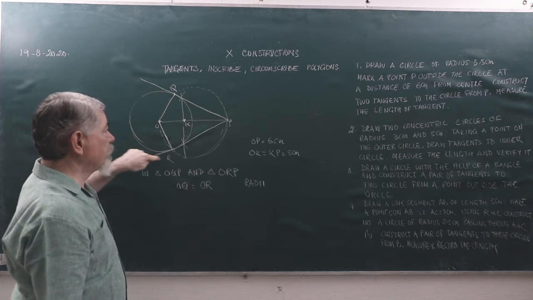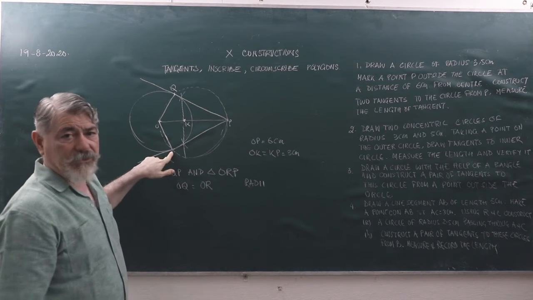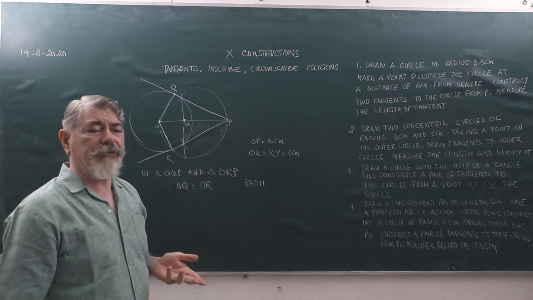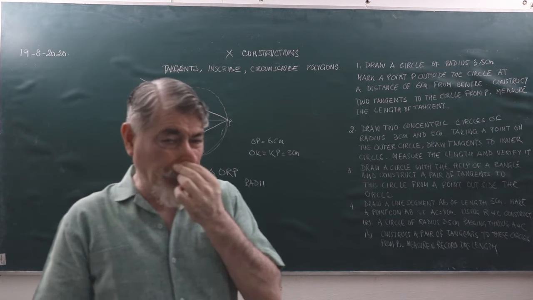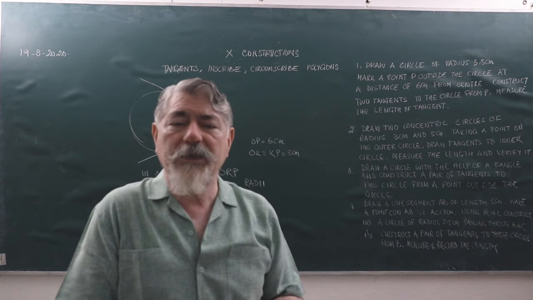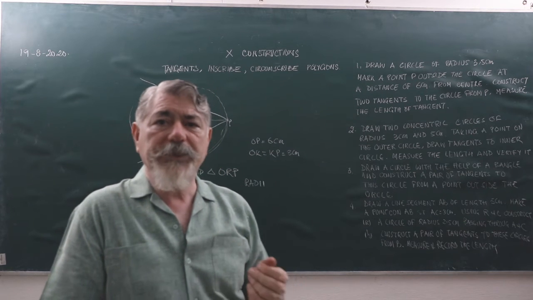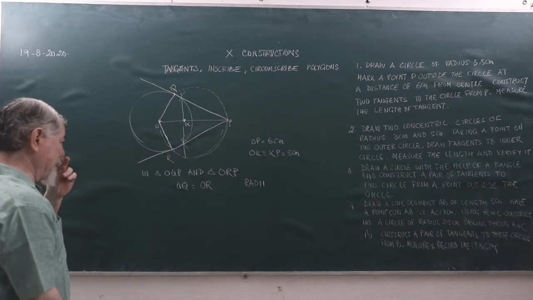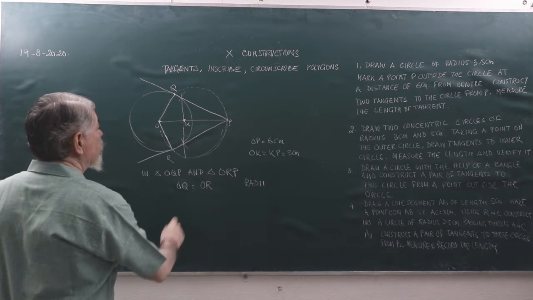Obviously Q is lying on the circumference of the circle, R is lying on the circumference of the circle. I am joining the center of the circle to the point on the circumference of the circle. So both the line segments OR and OQ are equal. OQ is equal to OR, radii.